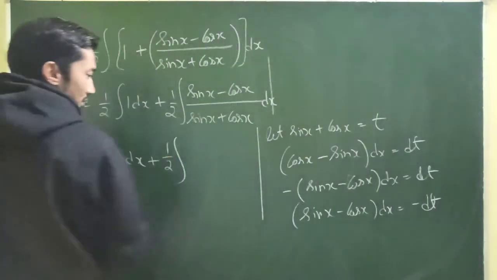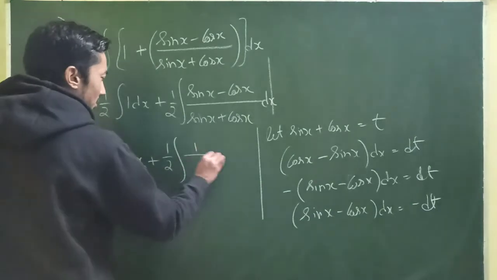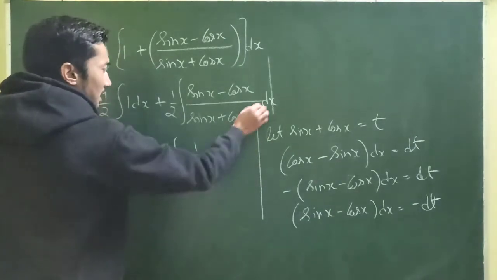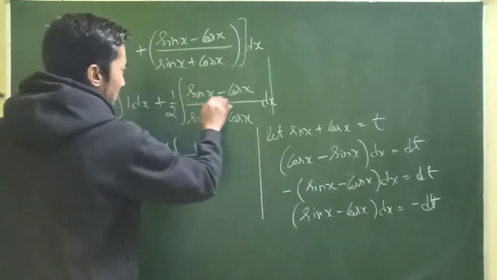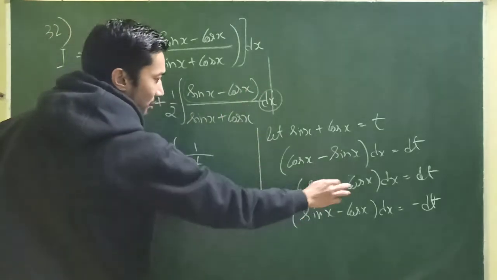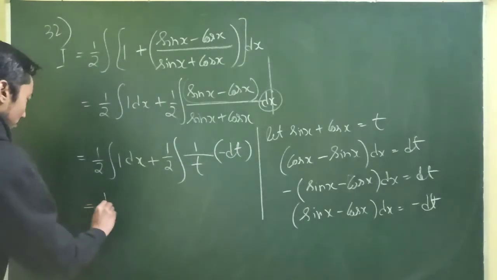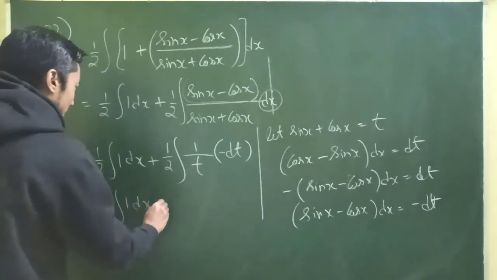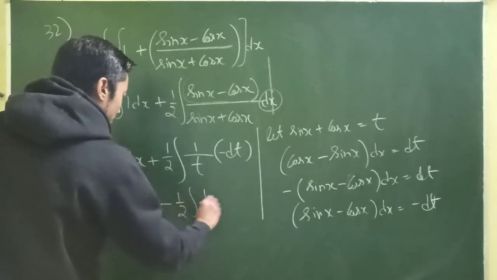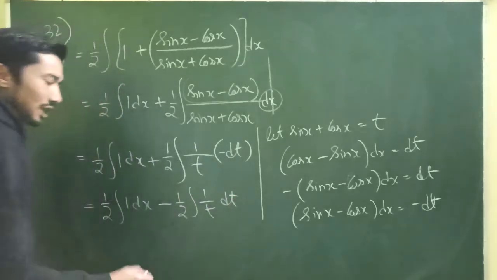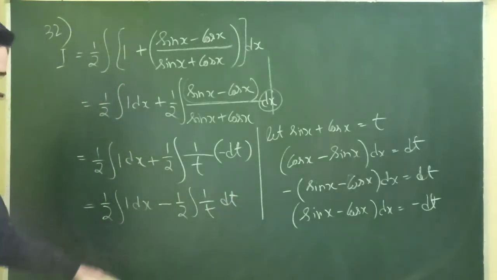So I'll do that substitution here. So that's 1 by sin x plus cos x, t, and sin x minus cos x into dx becomes minus dt. So that's 1 by 2 integral of 1 with respect to x minus 1 by 2 integral of 1 by t with respect to t. No problem with that. I'm not doing anything here. And of course I'm showing what substitution I am doing also, so I don't think you should be having a big problem there.